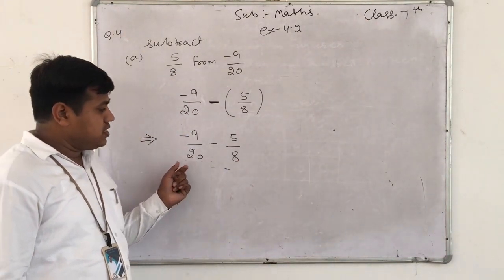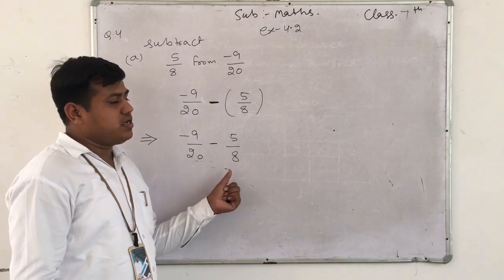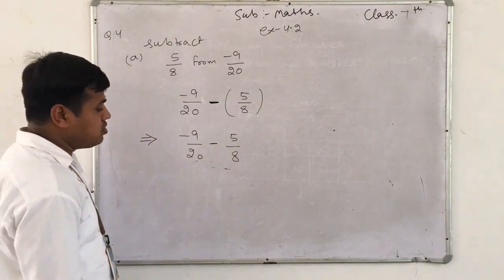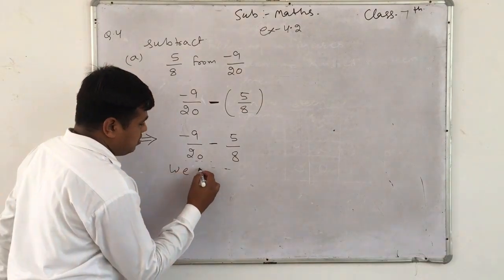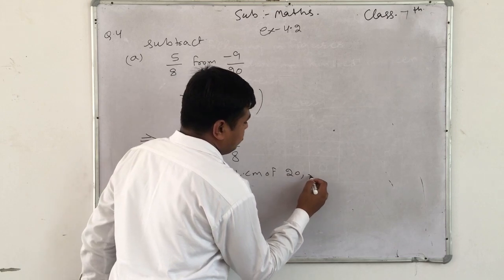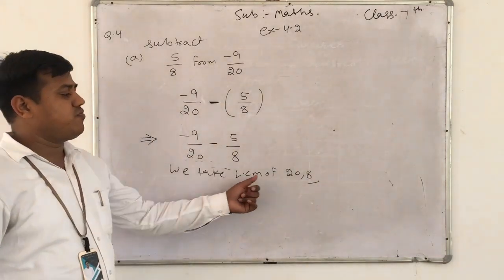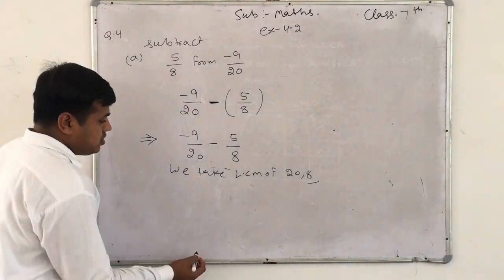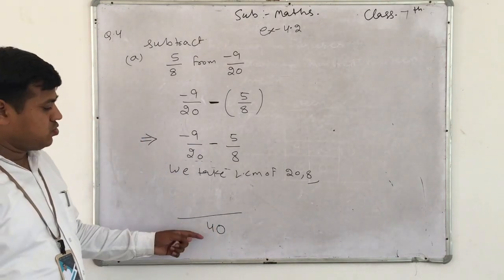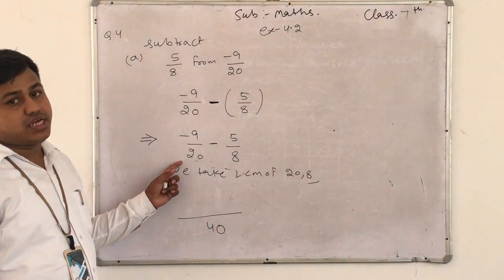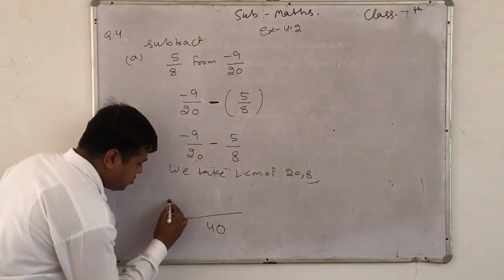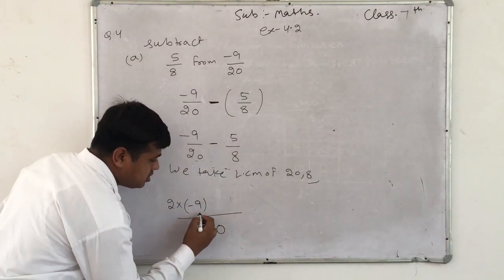We see that the denominators of the two rational numbers are not the same. So we take the LCM of 20 and 8. The LCM of 20 and 8 is 40. So 40 divided by 20 is 2, multiplied with minus 9.